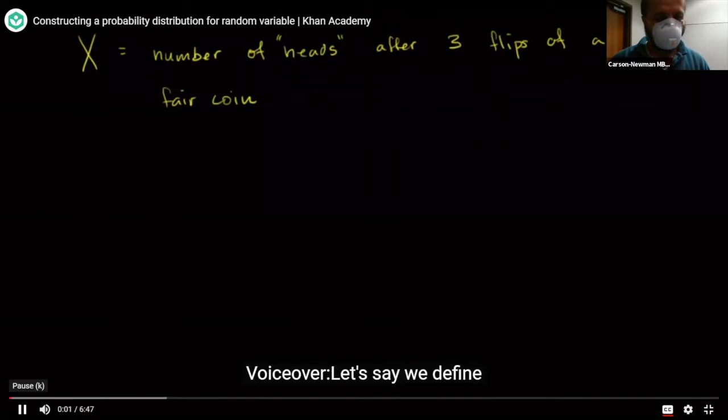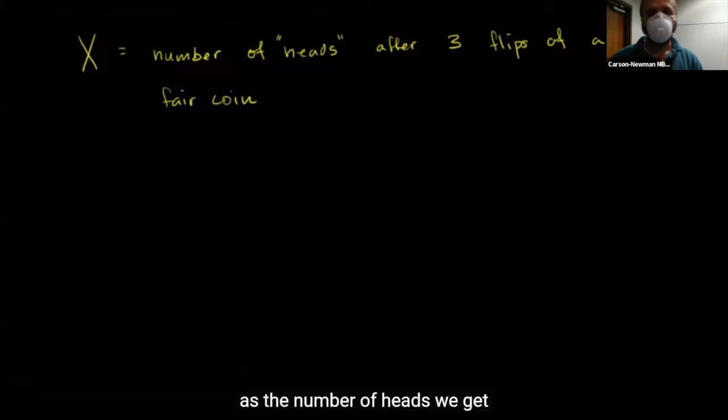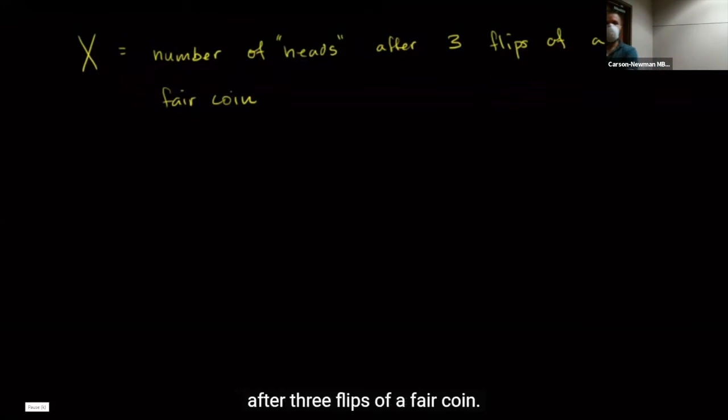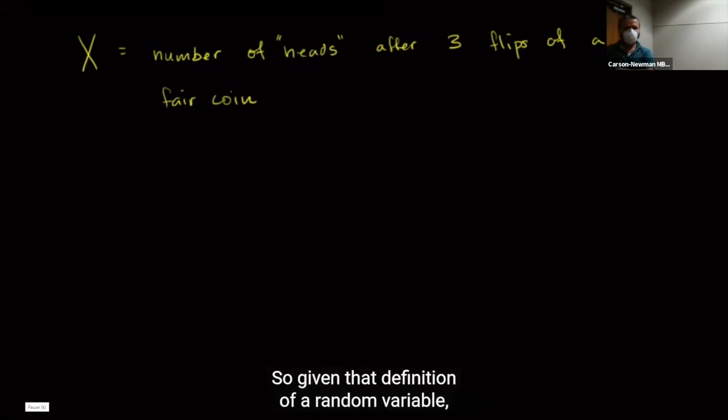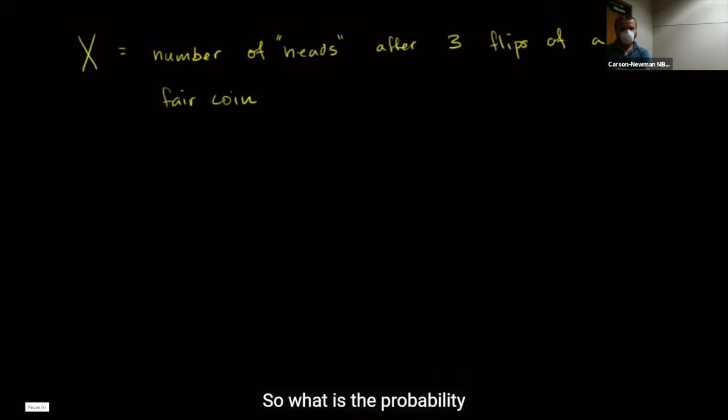Let's say we define the random variable capital X as the number of heads we get after 3 flips of a fair coin. So given that definition of a random variable, what we're going to try to do in this video is think about the probability distribution. So what's the probability of the different possible outcomes and the different possible values for this random variable? And we'll plot them to see how that distribution is spread out amongst those possible outcomes.